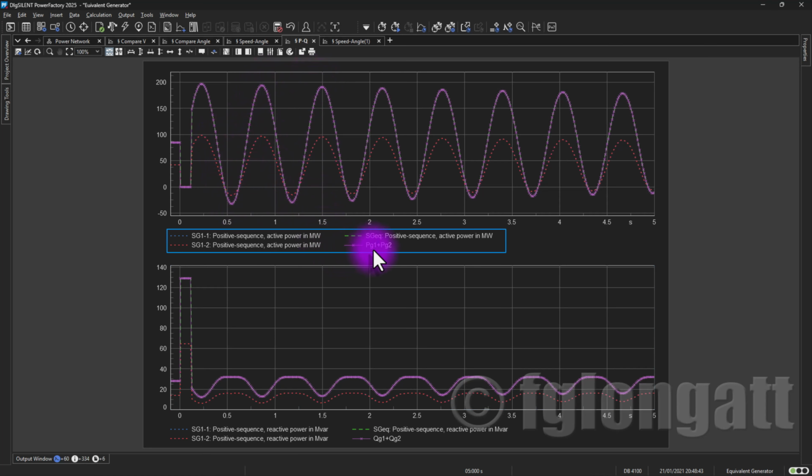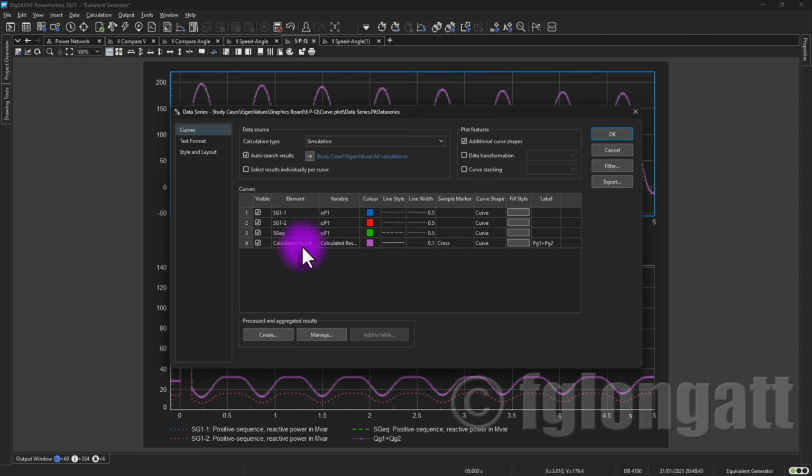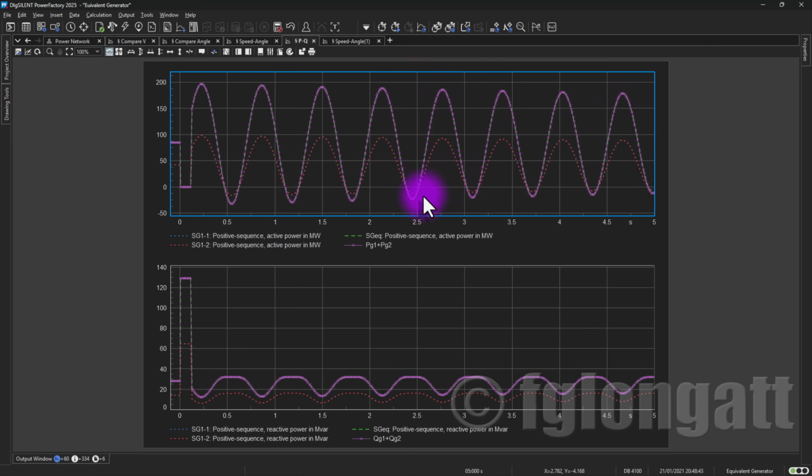So to solve the comparison, what I did is add the individual power of each generator, and I created this pink plot that is the sum of both individual generators. And that is matching the green line, and the green line is the representation of the equivalent generator. Similar results are seen for the case of the reactive power.